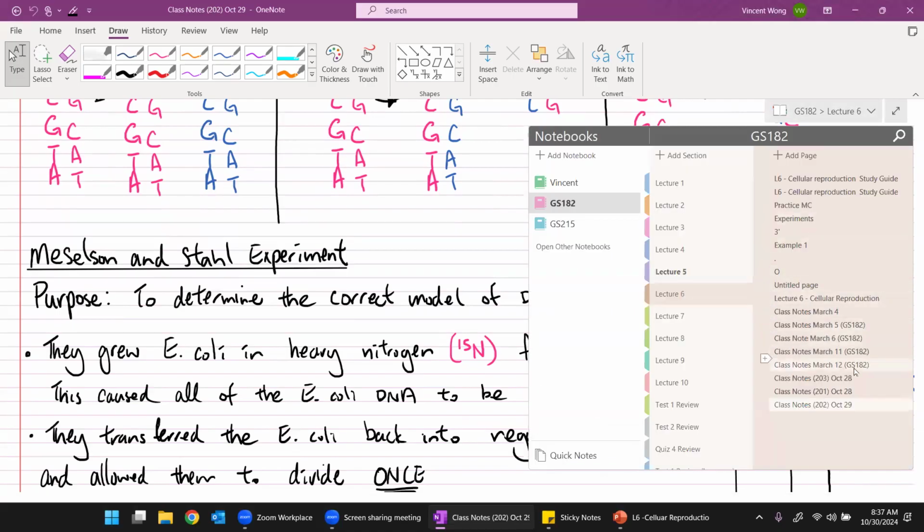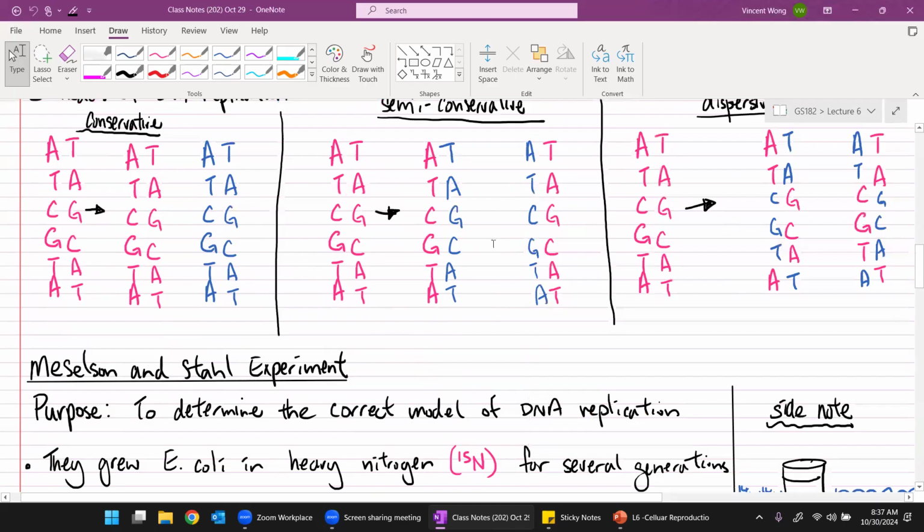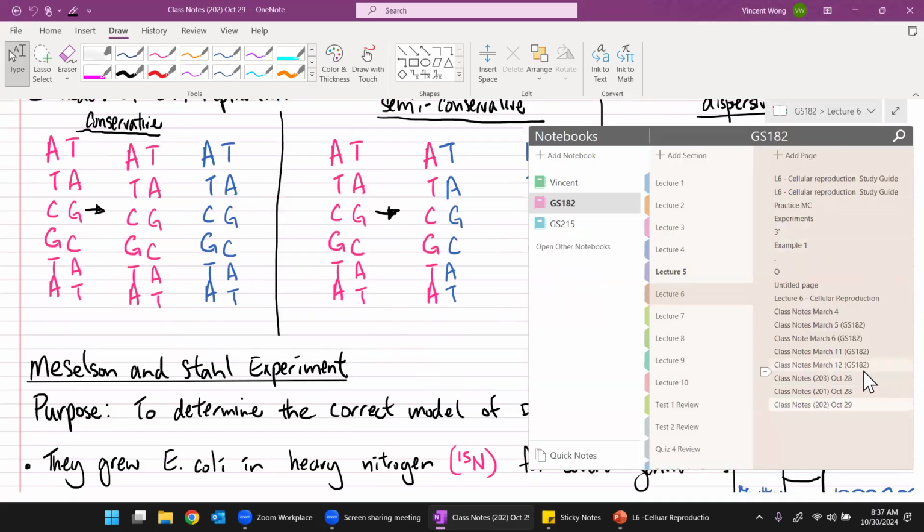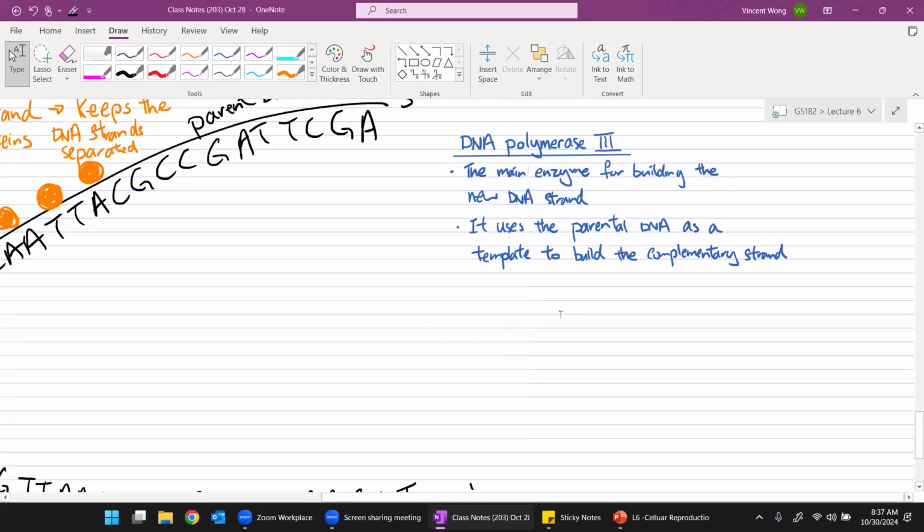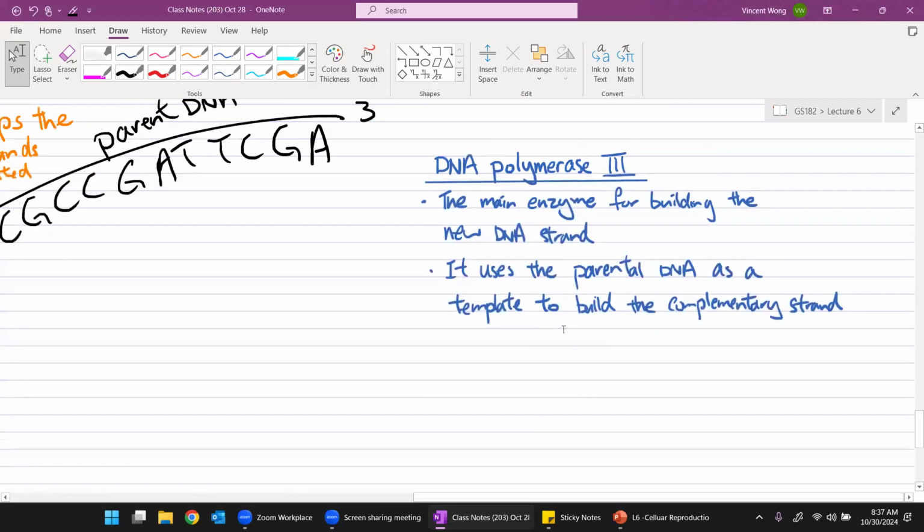Okay, back to the enzyme. The enzyme that's building the missing half, yeah, DNA polymerase. So it's an enzyme that builds DNA polymer. Okay? So DNA polymerase, and this is number 3. Okay, it turns out there are other ones as well.